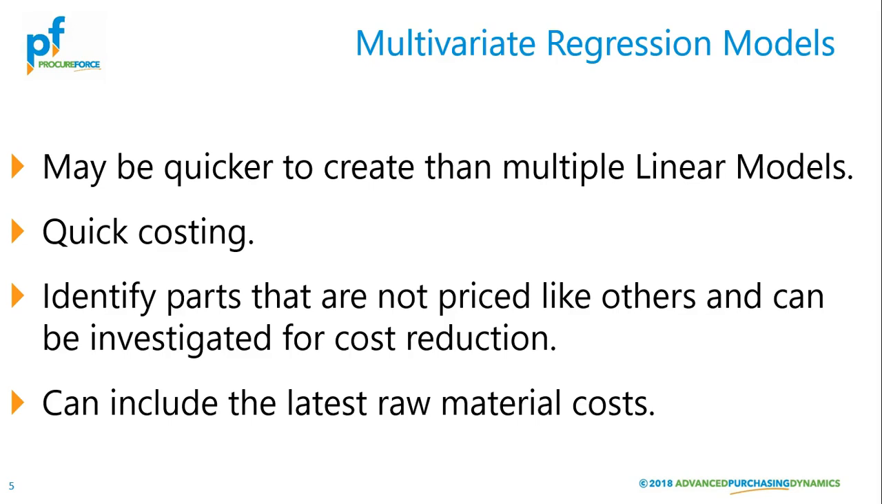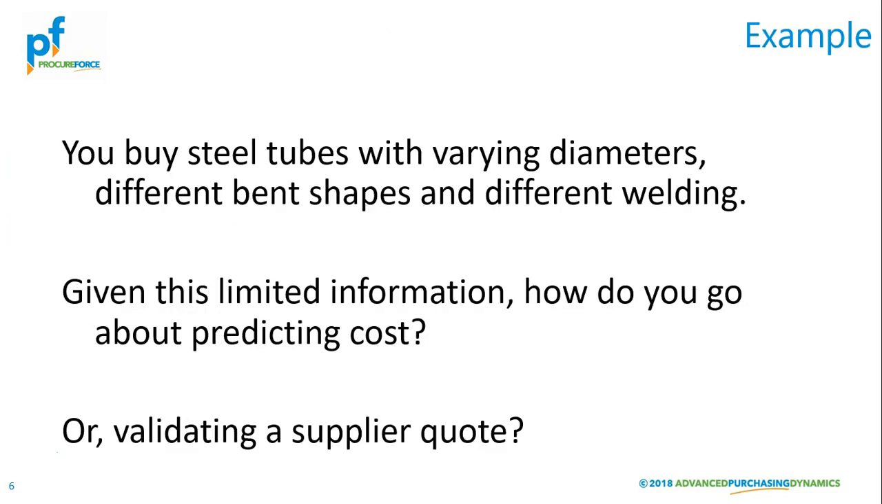Why would you want to use multivariate regression? Well, it's a little easier than linear models when you're dealing with multiple variables. It gives you a quick costing tool to be able to see if supplier pricing is in line or identify parts that are not priced like the others. You can also develop them to include raw material indices and track how costs should be moving based upon index changes.